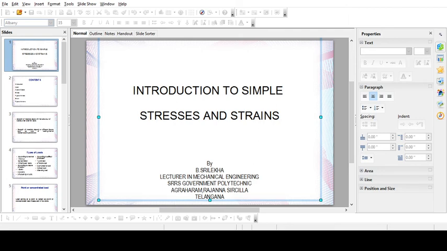Next is compressive load. If a load is making the body shorten its length, it is compressive load. The resistance offered in this kind of load is compressive stress. Compressive stress can be written as compressive load by compressive area. So, it is simply newton per meter square.